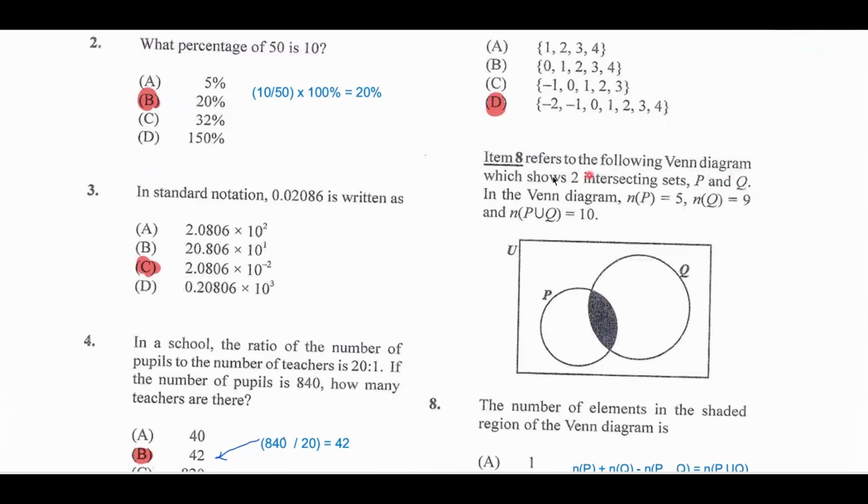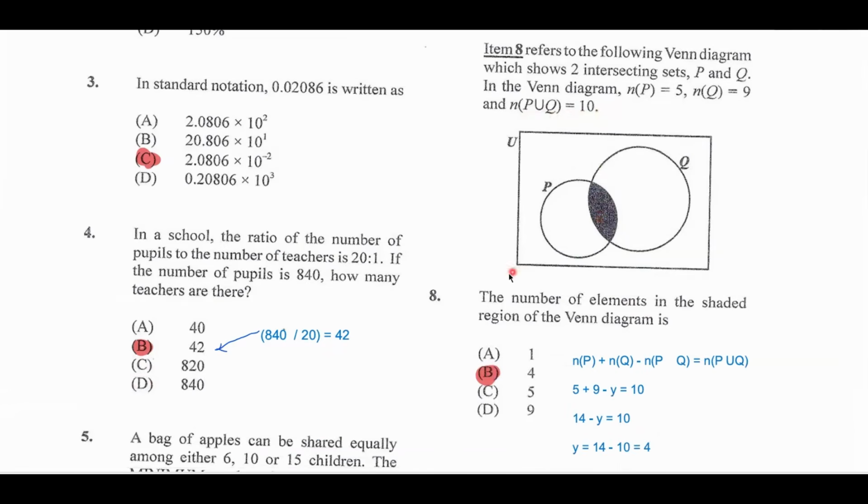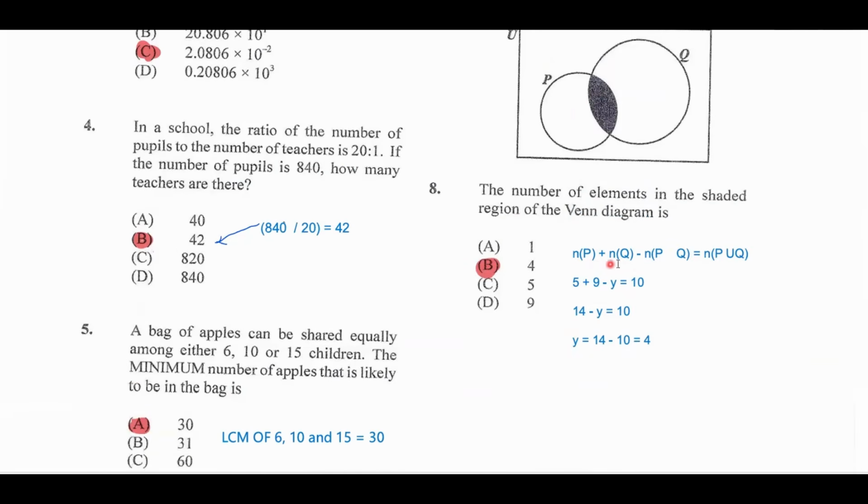Number 8, refer to the Venn diagram with 2 intersecting sets P and Q. N of P is 5, N of Q is 9, N of P union Q is 10. Find the number of elements in the shaded region. This is basically P intersecting Q. The formula is N of P plus N of Q minus N of P intersect Q would give me N of P union Q.